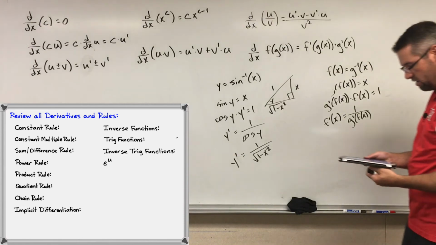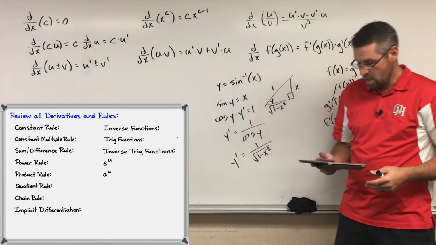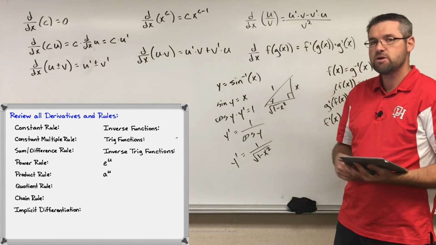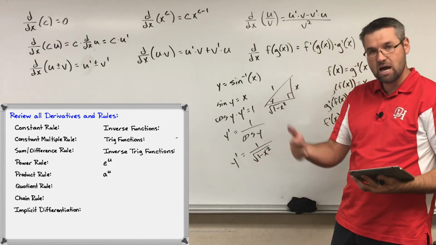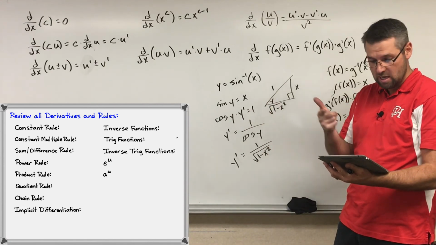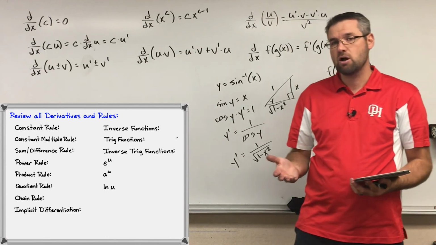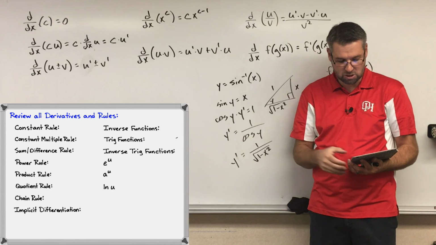We have the derivative of e to the u, which remember is just e to the u times u prime. And then a to the u, that's what we dealt with today, the exponential function. The derivative of the exponential function is the natural log of the base times the function itself, so natural log of a times a to the u, and then you could say times u prime. And then we have the derivative of natural log of u, which is 1 over u, and then times u prime, because we're going to apply the chain rule.